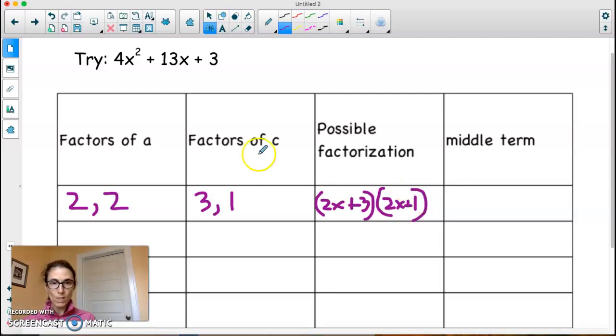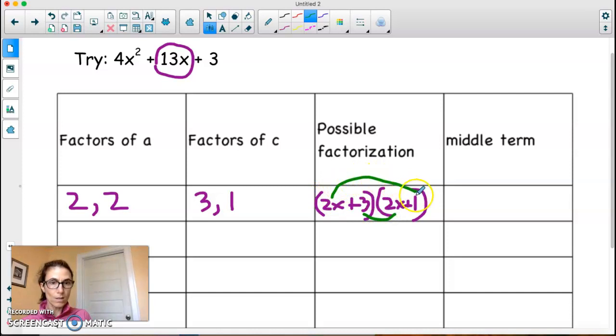What we're looking to get is the right factorization, right? We know that those factors of A will give us 4. And we know that these factors will give us 3, which is our C. What we're looking for is the right combination to give us that 13x, that middle term. So what we're looking at is our outer and our inner terms, and we want to see what they give us when added together.